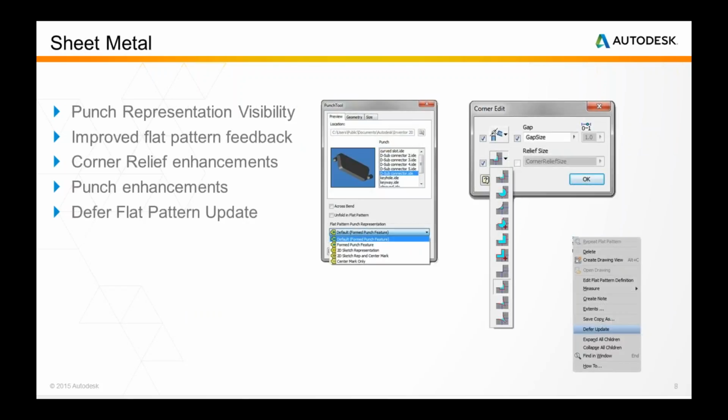A couple things on the sheet metal side, nothing that's really going to blow you away, but they did add a couple more corner reliefs. I'm trying to remember which exact corner relief options. The round tangent, round vertex, and square vertex were added to the corner relief options, as you see in the pull down menu there.